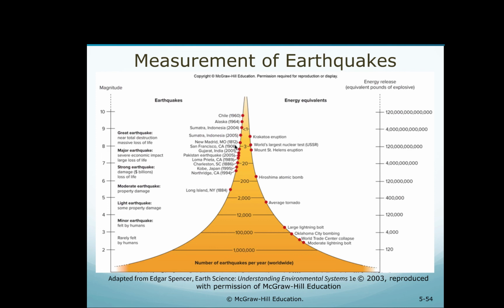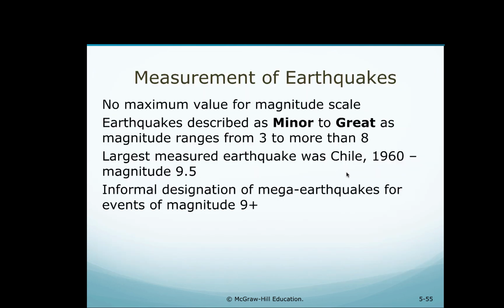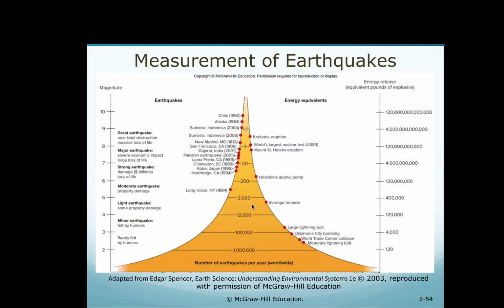The Charleston, South Carolina earthquake right here was only about a magnitude 7 earthquake, and it released this much. Look, the Hiroshima atomic bomb released less energy. It released less energy than all of these earthquakes put together.